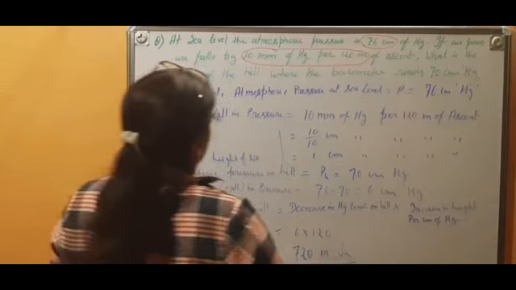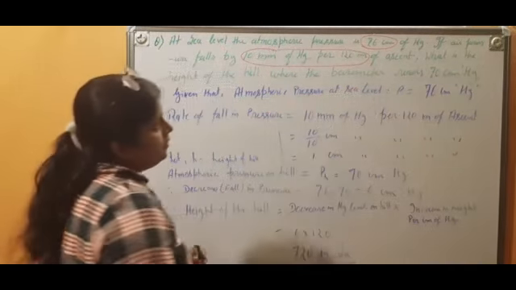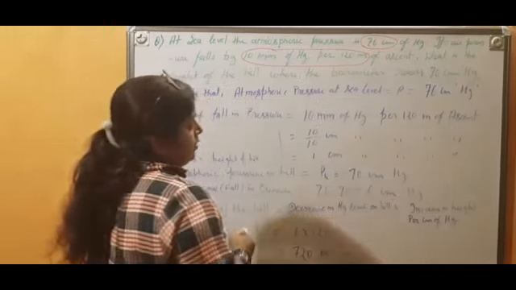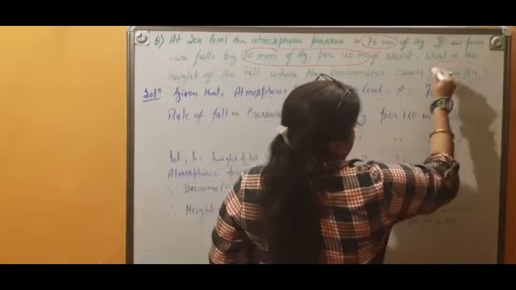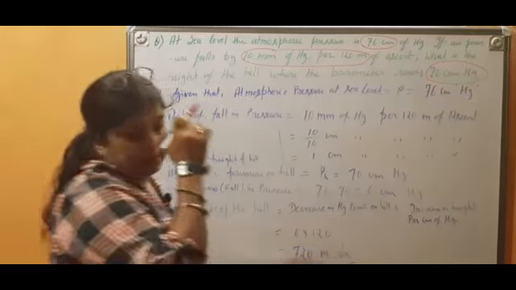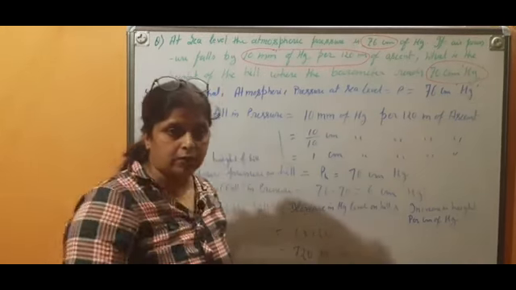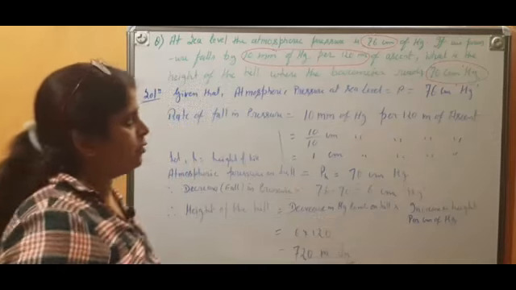What is the height of the hill where the barometer reads 70 centimeter Hg? So we have to find out if there is any hill, and on that hill the atmospheric pressure is 70 centimeter. We have to find out the height of that hill. We are going to find out that thing.